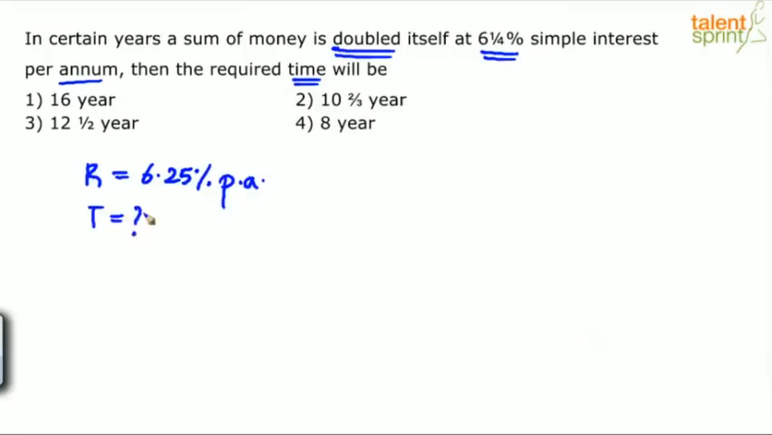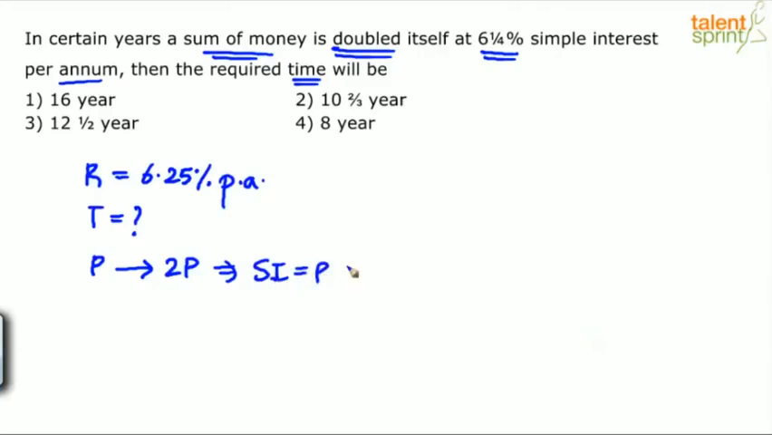Such that the sum of money, what do you mean by sum of money? The principal. Principal is doubled, P becomes 2P. If you go by the concept that we have discussed for simple and compound interest in the video, you very well understand that for P to become 2P, the simple interest should be 100%. Something getting doubled means it has increased by 100%, yes or no? So we can conclude that simple interest is equal to P.